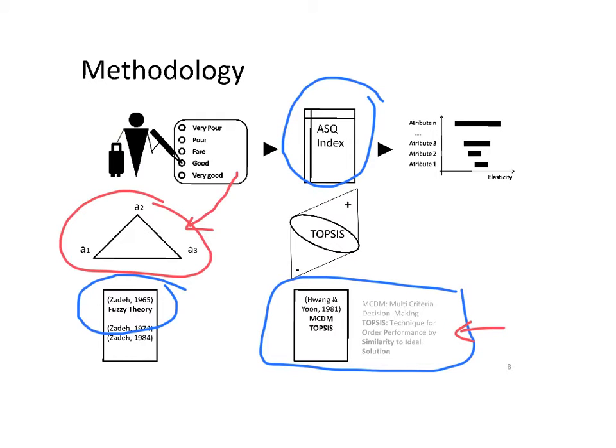TOPSIS stands for Technique for Order Performance by Similarity to Ideal Solution, and it was developed back in 81 by Mr. Wang and Yong. It is based on the concept that the best performance should have the shorter distance from the positive ideal solution and the farther distance from the negative ideal solution.